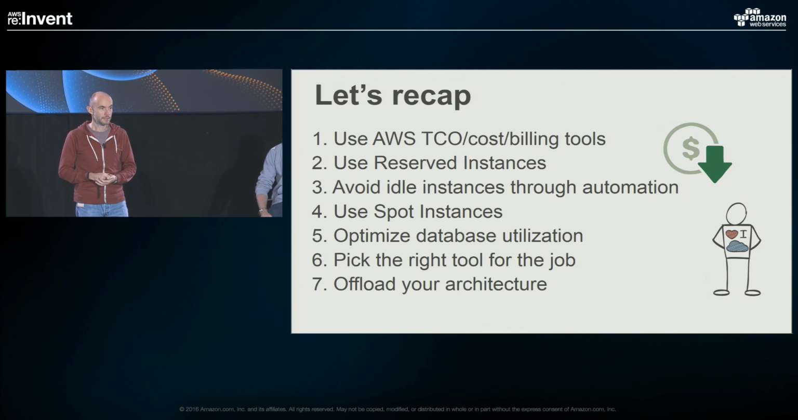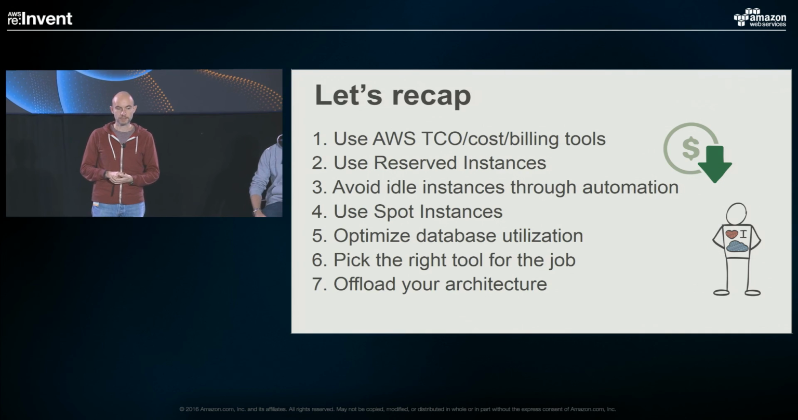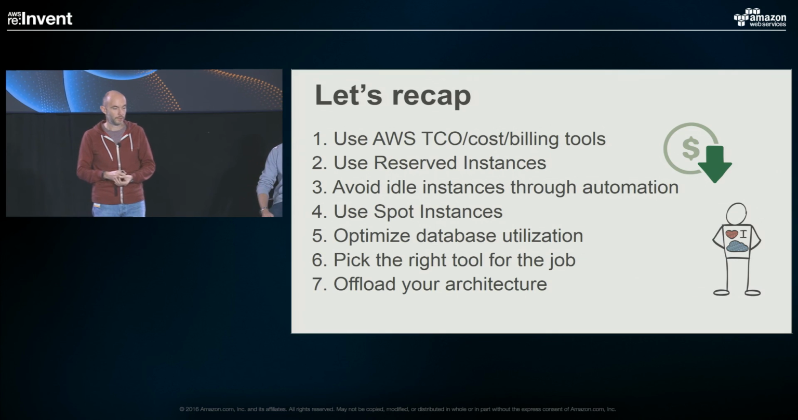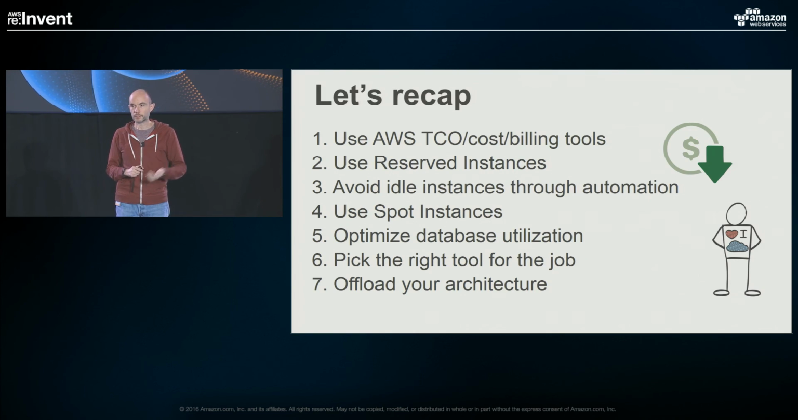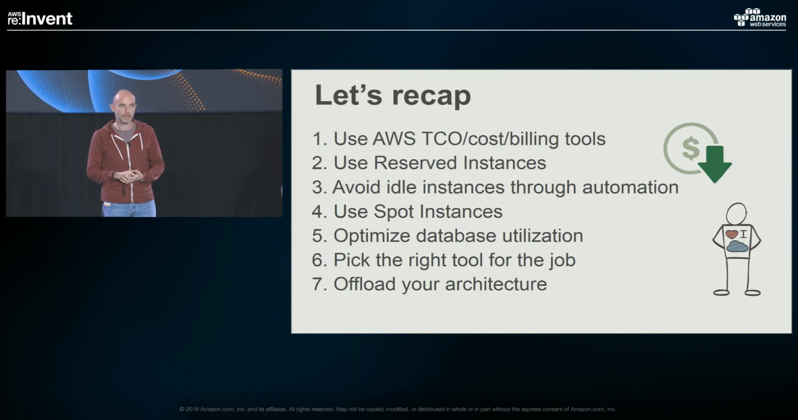Use reserved instances to save money on EC2 almost instantly. Avoid idle instances and be smart about automating them. Use spot instances wherever you can. When anything looks like a batch job, it's a great candidate for spot instances. Think about Docker containers as a way to consolidate smaller workloads. Optimize your database utilization, because that's where a lot of money can be saved. And pick the right tool for the job and offload your architecture.